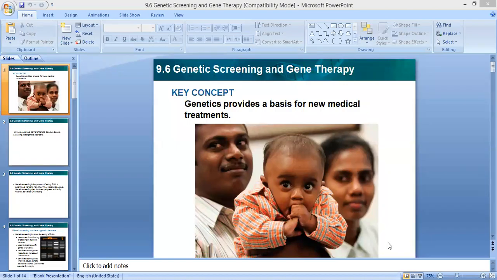Okay, today we are going to complete the last lesson, which is section 6 in chapter 9, genetic screening and gene therapy. As we said yesterday, genetics provides a basis for new medical treatment. Okay, who can remind us what genetic screening means? Yusra.